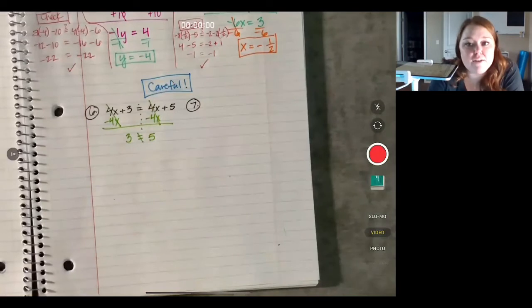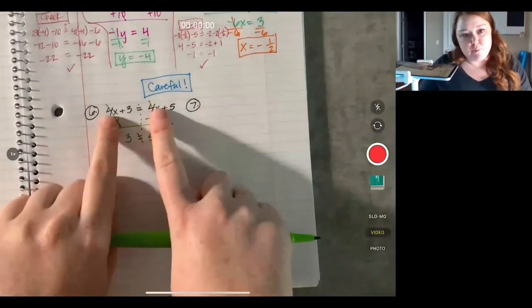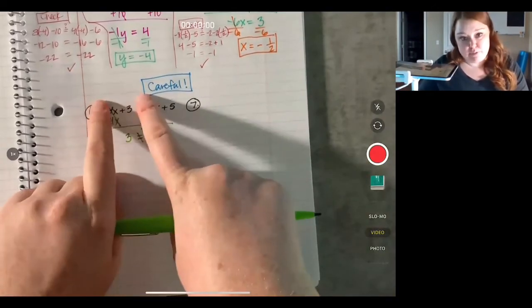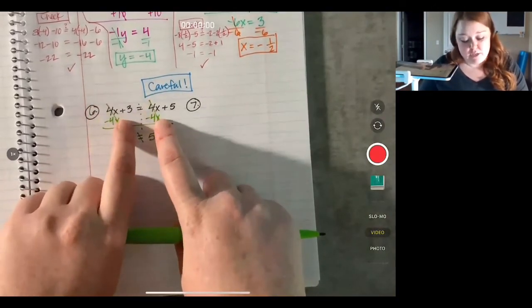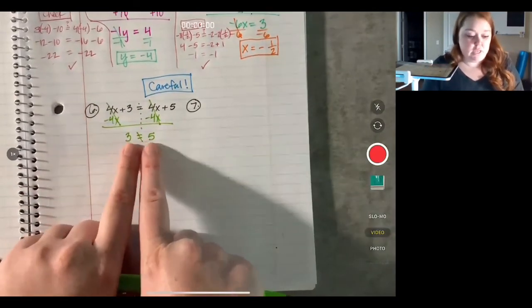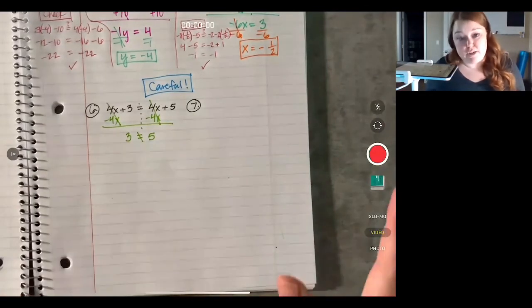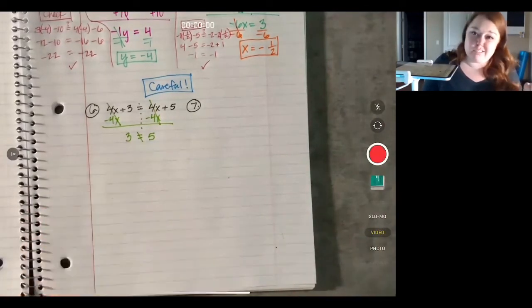So you need to put a slash through that equal sign. This is a rare case, but it can happen. If you notice that your variable terms cancel completely on both sides, then here's what you need to look at. If what's left over is a true statement, it's one answer. If it's a false statement, then it's a different answer.